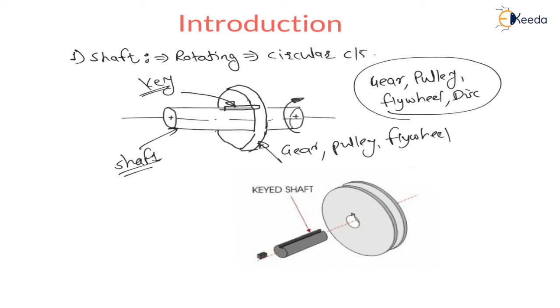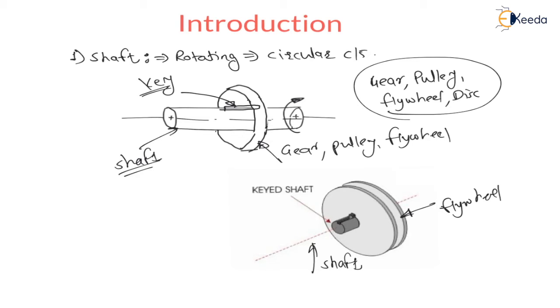Now let us see the video. Here you can see it is a shaft, it is a key and this rotating element is a flywheel. The shaft, flywheel and key are assembled together. Now we can see this is a keyed shaft, and this small element here is the key. You can see in the assembly the flywheel is rotating with this shaft, and the connection is done with the help of key.